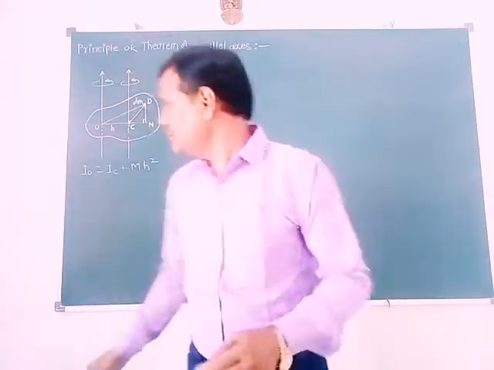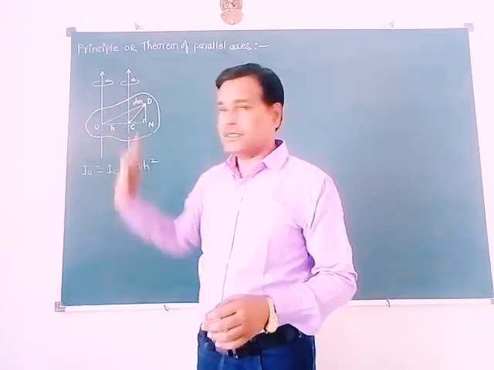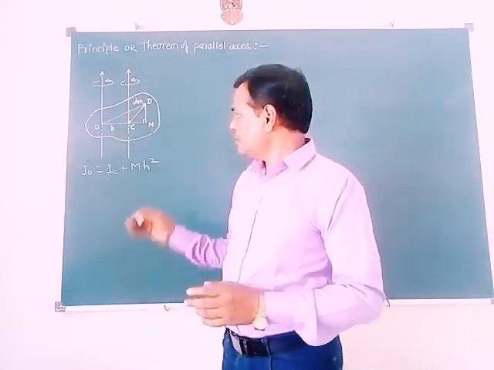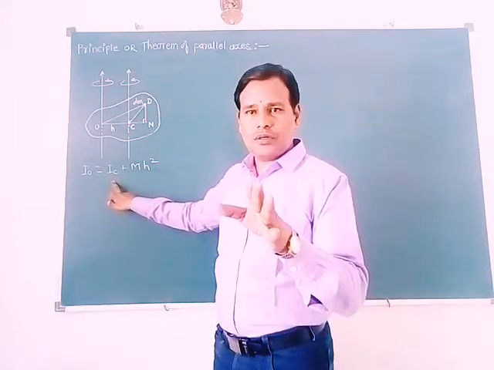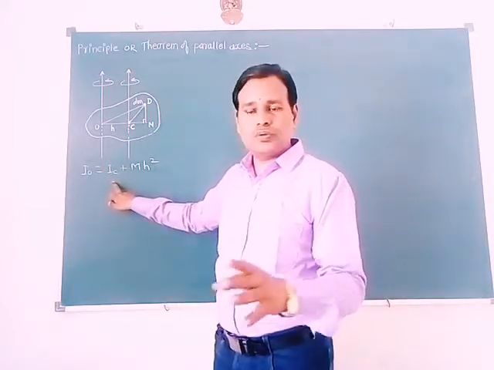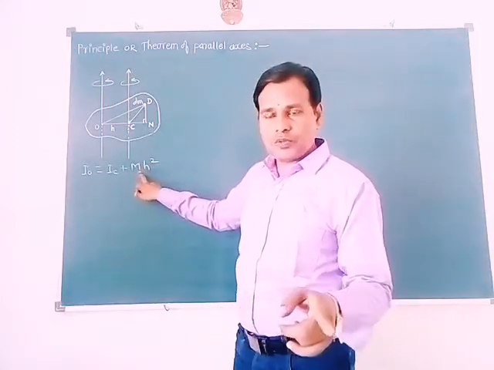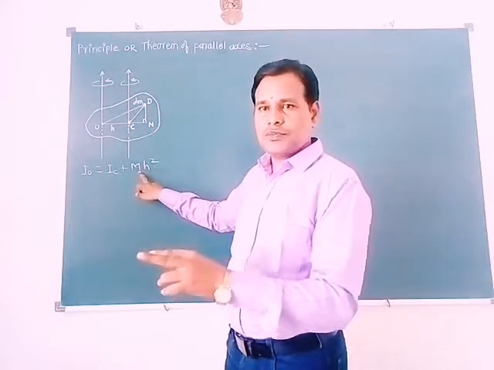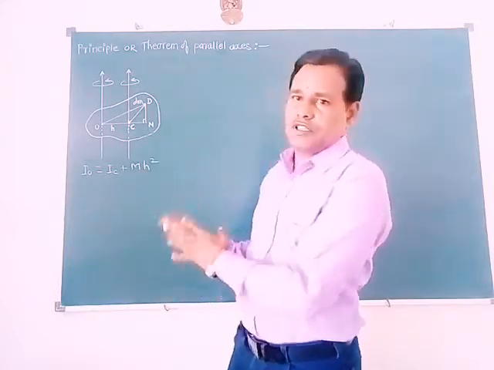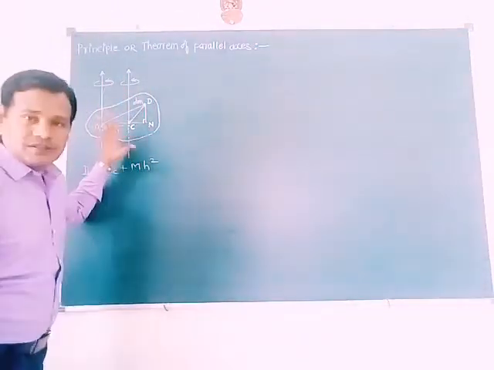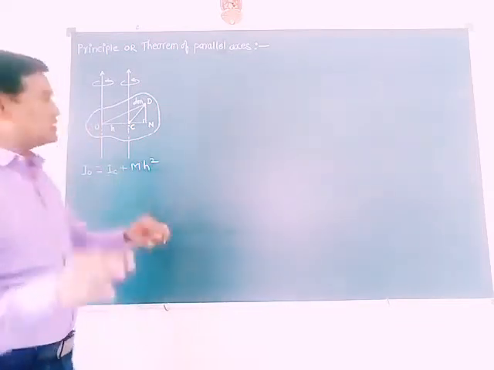Once again, the moment of inertia of any rigid body about any axis is equal to the sum of its moment of inertia about the parallel axis passing through the center of mass of the body, and the product of the mass of the body and the square of the distance between the two parallel axes. So this is the statement. We have to prove this statement. Here we consider the figure, with an explanation of the figure. Now the mathematical part.